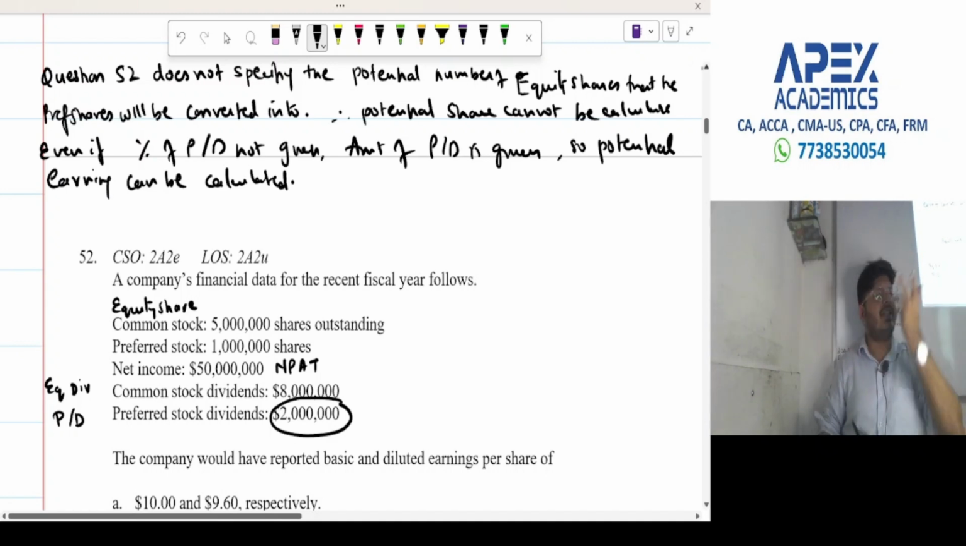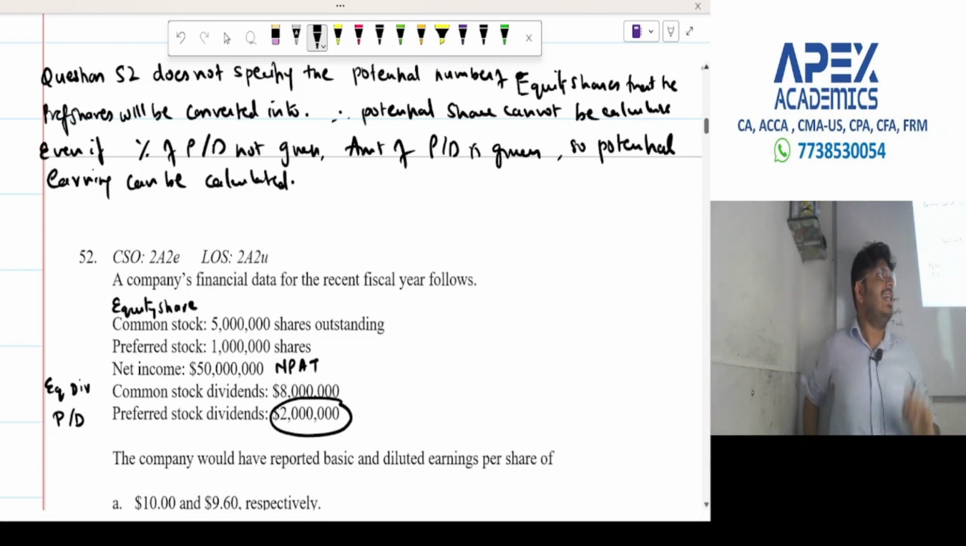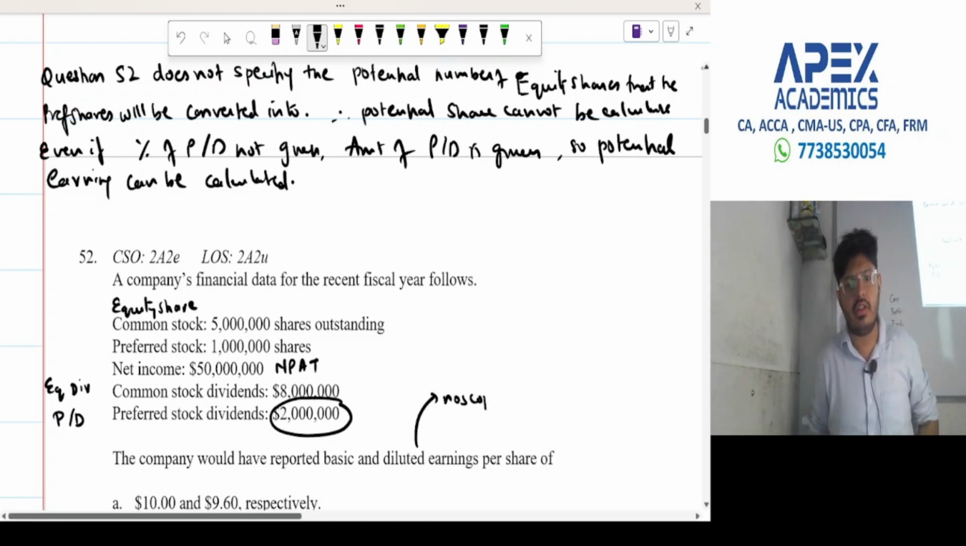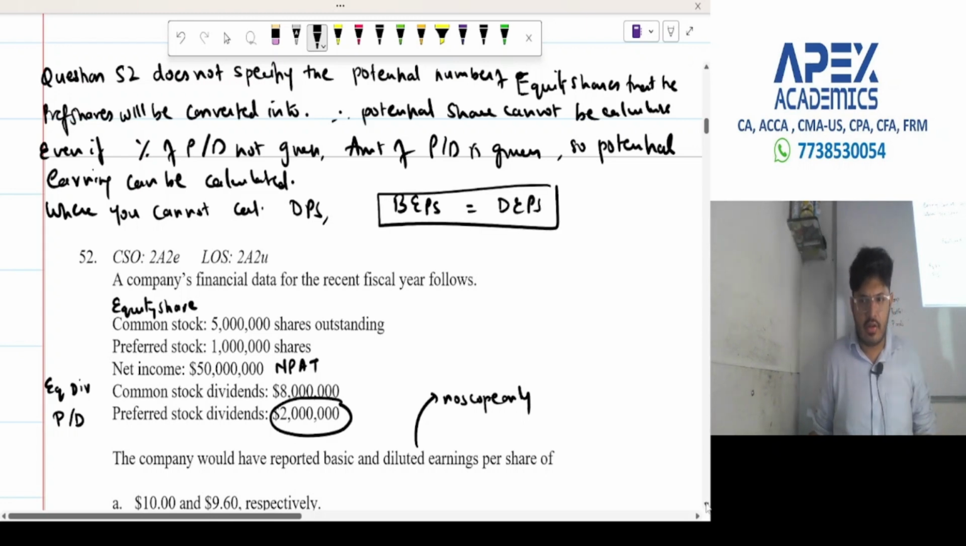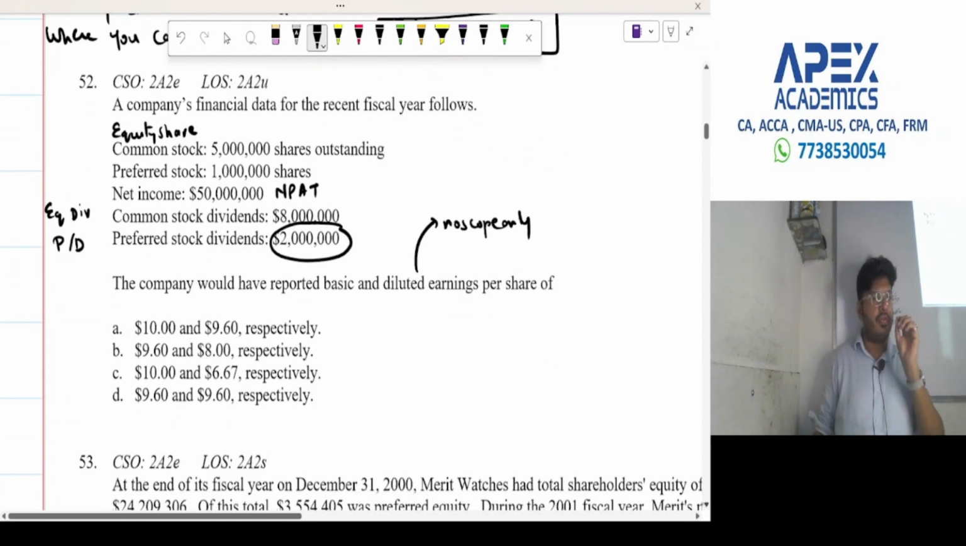But sir, what will I do by calculating potential earnings alone? I cannot calculate the number of shares. Therefore, to calculate diluted earnings per share there is no scope only. Obviously, in such a scenario where you cannot calculate diluted EPS, your basic EPS is equal to your diluted EPS. Sir, with this logic, there is only one option that has got equal, and that is option number D.